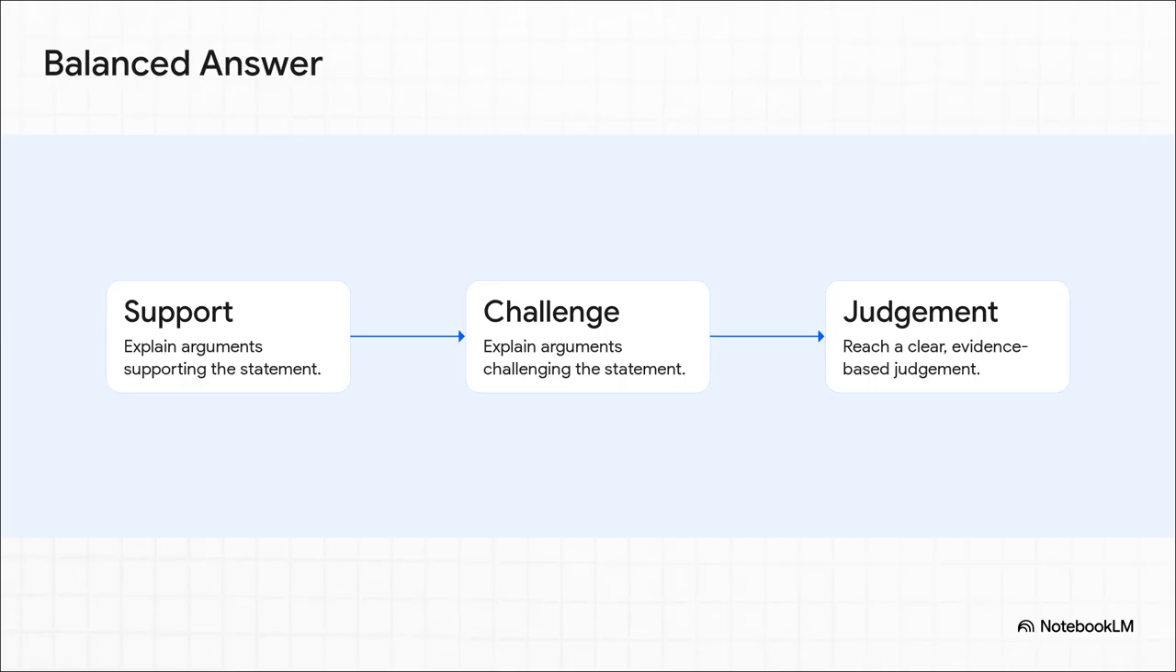So the rhythm goes like this. Step 1, you hit those supporting arguments hard. Step 2, you pivot and you hit the challenging arguments just as hard. You have to look at the whole board. And step 3, please don't forget this one, you reach a clear, evidence-based judgment. You step back, weigh the evidence, and tell the examiner exactly which factor mattered most and why.